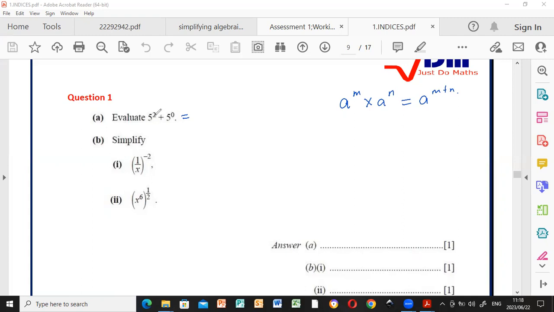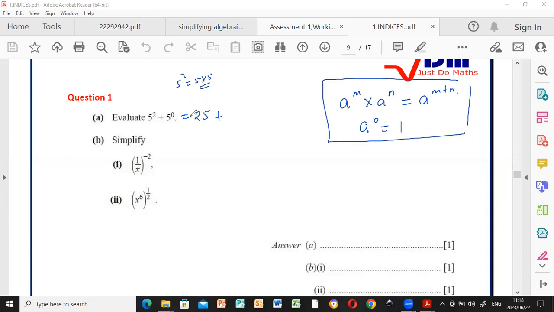In this case, 5 squared gives us 25. Remember, 5 squared basically means 5 times 5. So that gives us 25 plus 5 to the power 0. We know that any number raised to the power of 0 gives us 1. So indeed, in this case, 5 to the power of 0 is 1. And you say 25 plus 1, you get 26. So 26 is our answer.